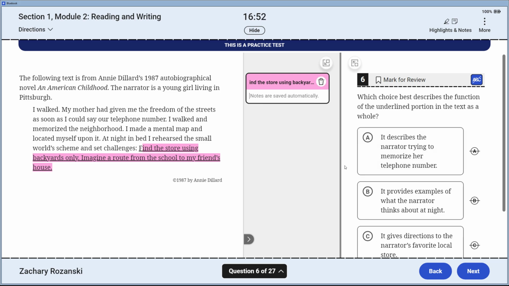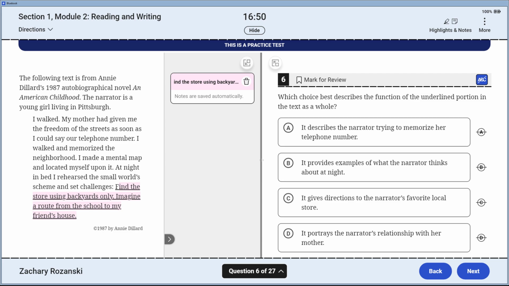Imagine a route from the school to my friend's house. Describes a narrator trying to memorize a telephone number. Provides example of what the narrator thinks about. B is better, but I see that there's a colon here, so I'll go back one. At night in bed, I rehearse the small world scheme and set challenges. Okay, I like this so far.